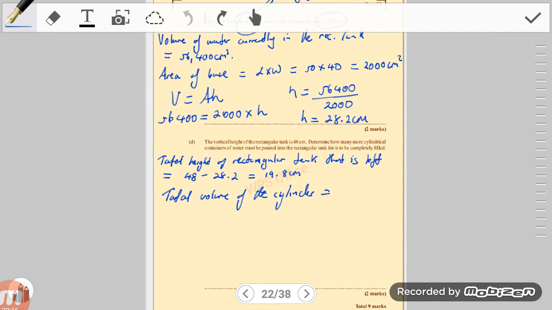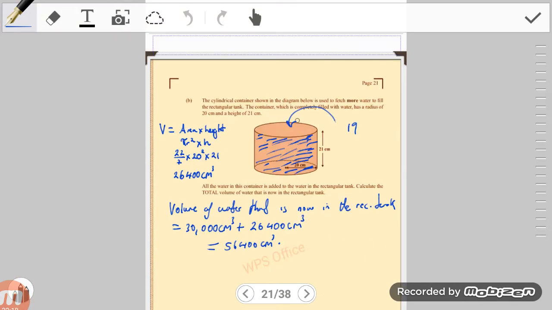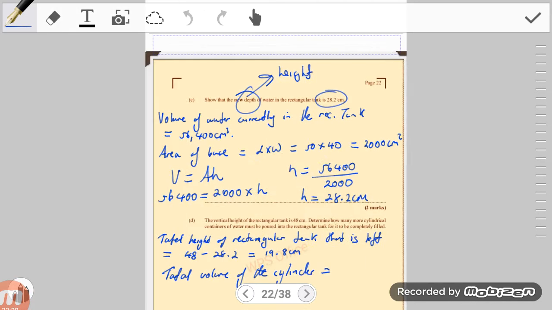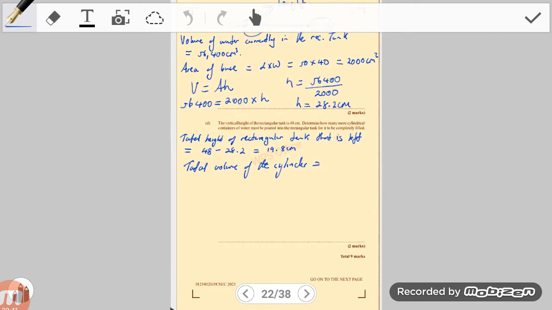19.8, that's correct. So right there and then I know that I don't need a full tank, so I know that my answer is going to be less than 1, just by looking at it, because if the height of this tank is 21 and the height that is left is 19.8, I'm still going to have a little bit of space left to fill this rectangular tank. But let's get into the mathematical calculation here, guys.